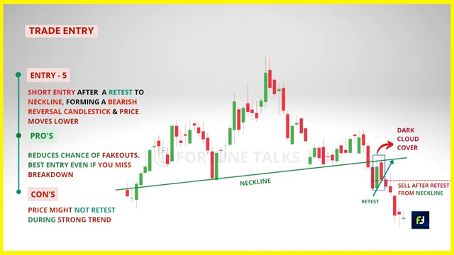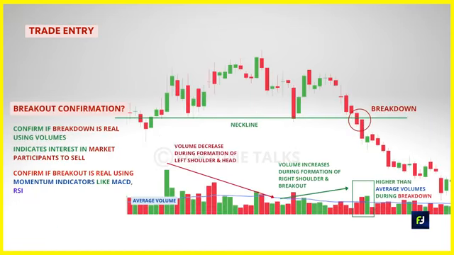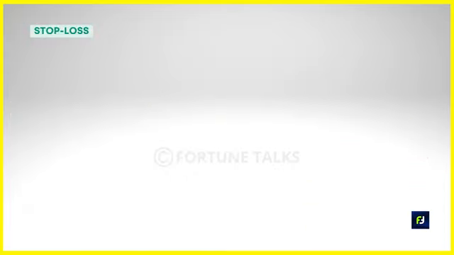Another important point to keep in mind is that the volume should decrease during the formation of the left shoulder and the head, indicating a loss in the buying interest, and it should rise during the formation of the right shoulder and also during the breakout, confirming an interest in selling. So make sure you use the right entry techniques at the right times. Now let us talk about the placement of stop losses with respect to our entry criterions.